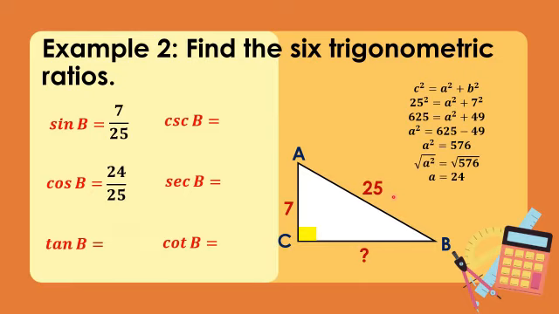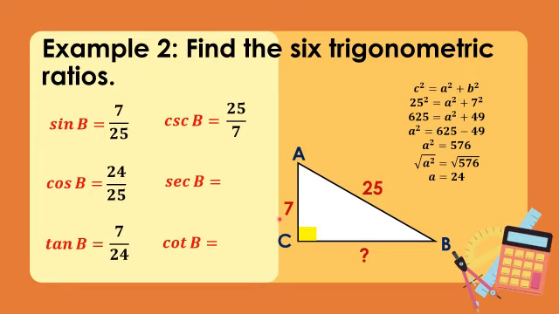Therefore, cosine B is 24 over 25. Tangent B. So, tangent theta is equal to opposite over the adjacent side. So, we will have tangent B. We have the opposite side is 7 and the adjacent side is 24. So, tangent B is equal to 7 over 24.